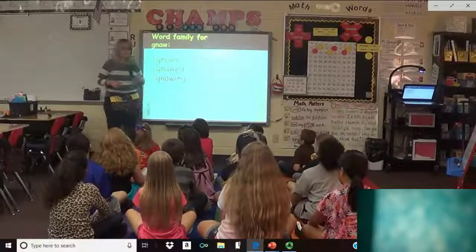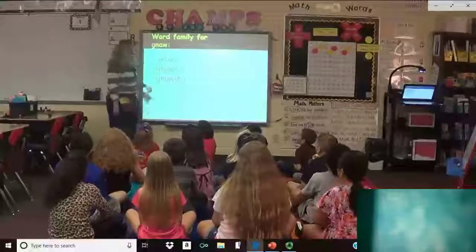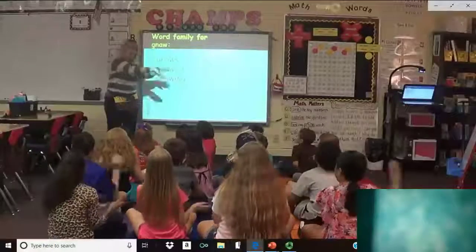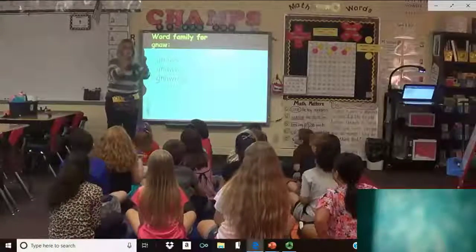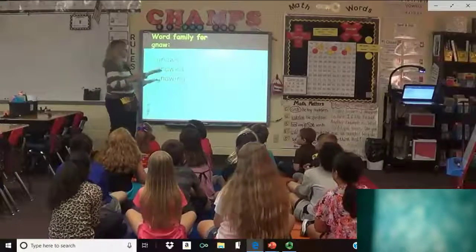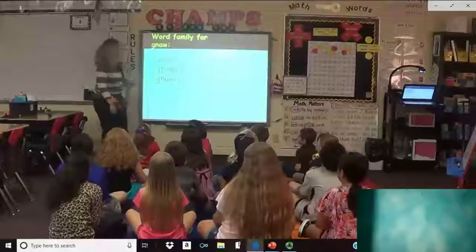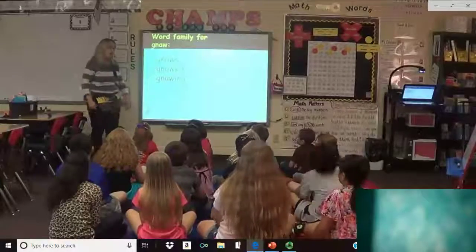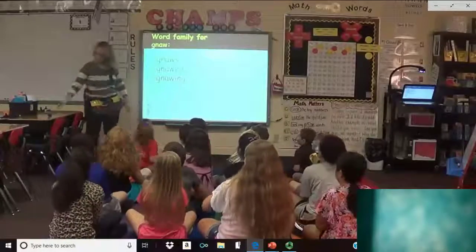Let's look at our word families here. We have gnaws, and we have an S on the end, so that means more than one. Then we have gnawed, which means past tense, and you usually see the word did. So now let's put it together. Gnawing means to gnaw. Right now. Nice job.